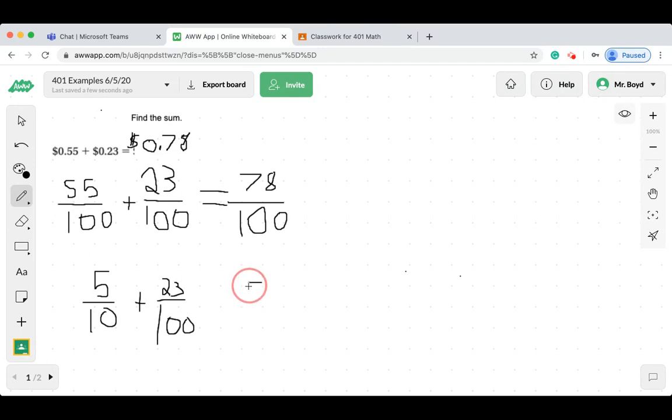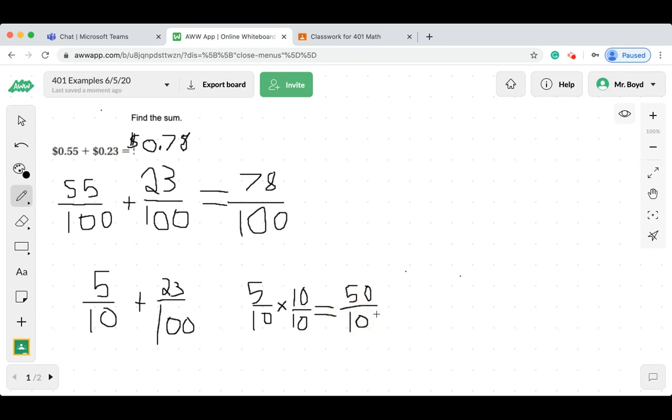So I would do 5 over 10, 5/10. I would multiply both the numerator and the denominator by 10. Now the reason I'm multiplying them both by 10 is because I need my denominator to equal 100 so I can add, so I have the same denominator. Now I know 10 times 10 equals 100, and whatever we do to the denominator, we must do to the numerator. So my new fraction, written as a hundredth, would be 50 hundredths.